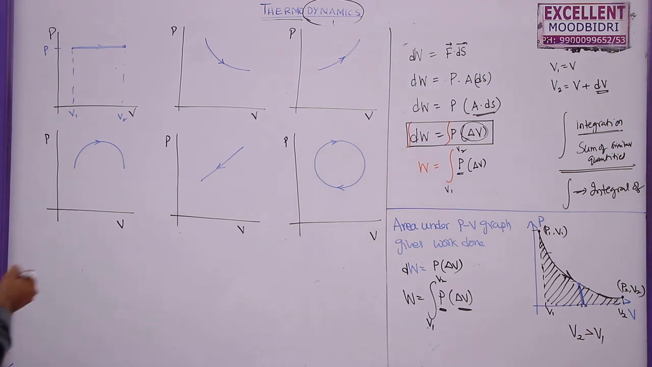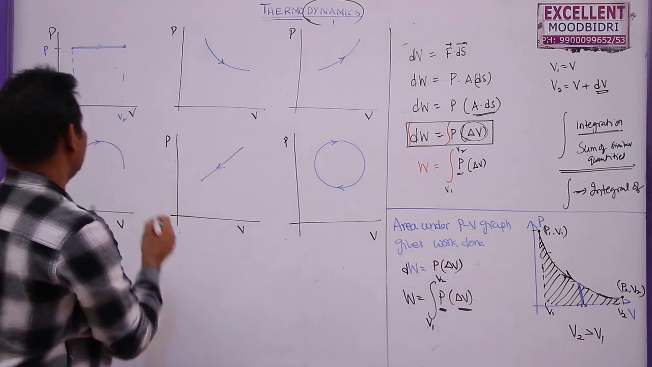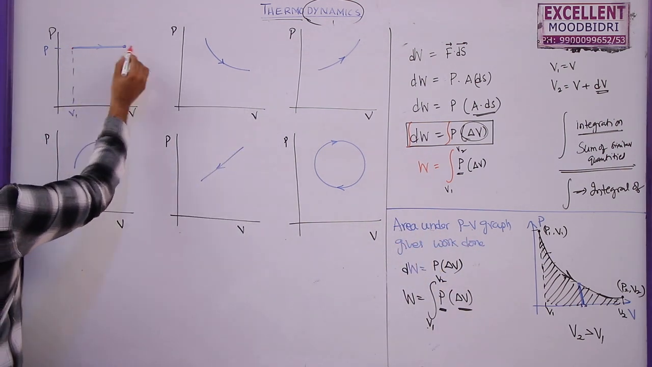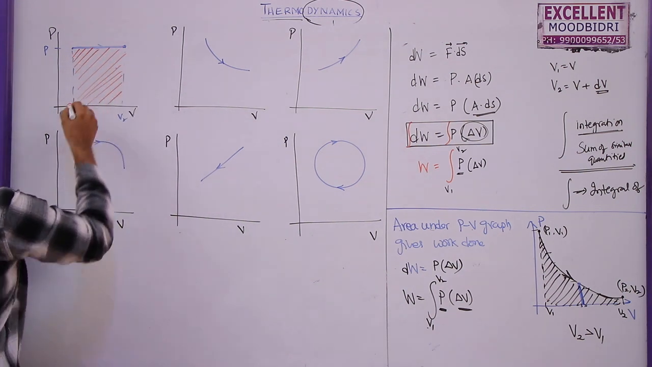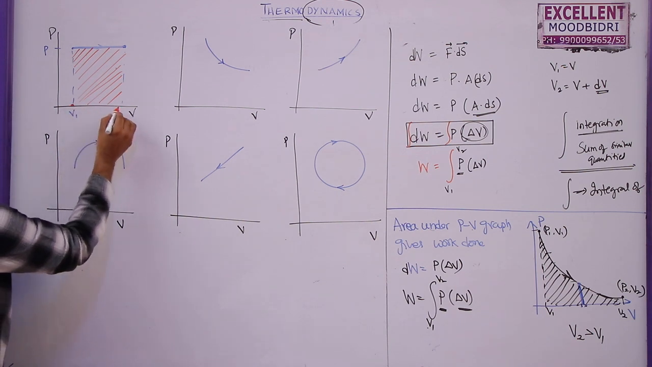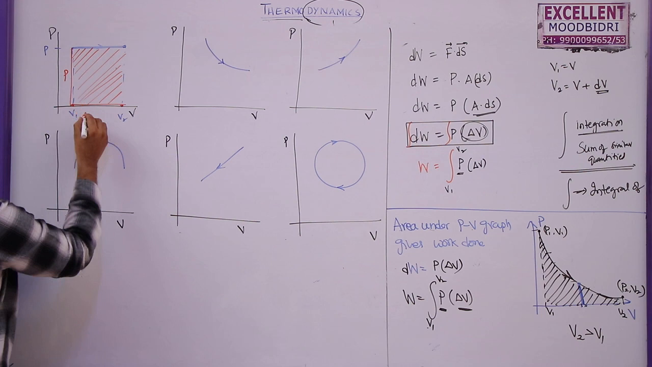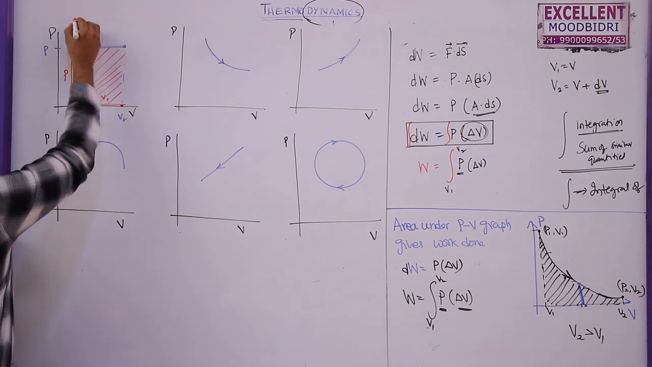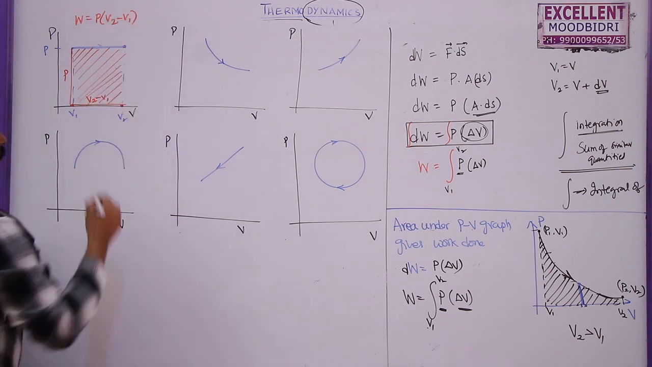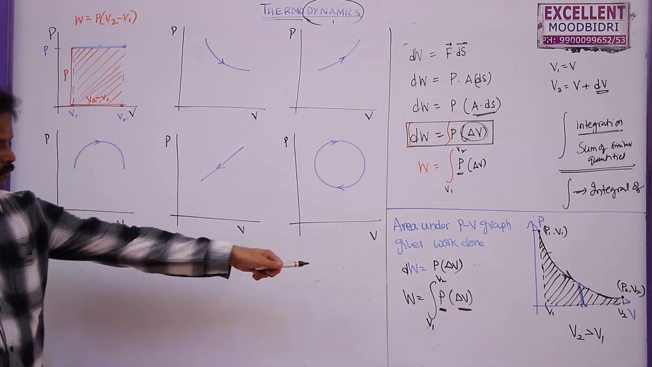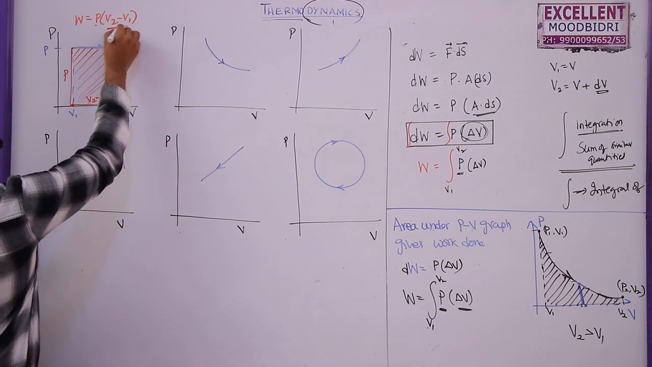To find this work done, we know that the area under the PV graph gives the work done. In the first case, as it is a straight line, the area under the PV graph is the area of a rectangle. So if you know this volume, this volume and this pressure, this side is P, this side is V2 minus V1. Work done is P into V2 minus V1. When the pressure is constant, integration is not required. Directly you can multiply the constant pressure into the change in volume.